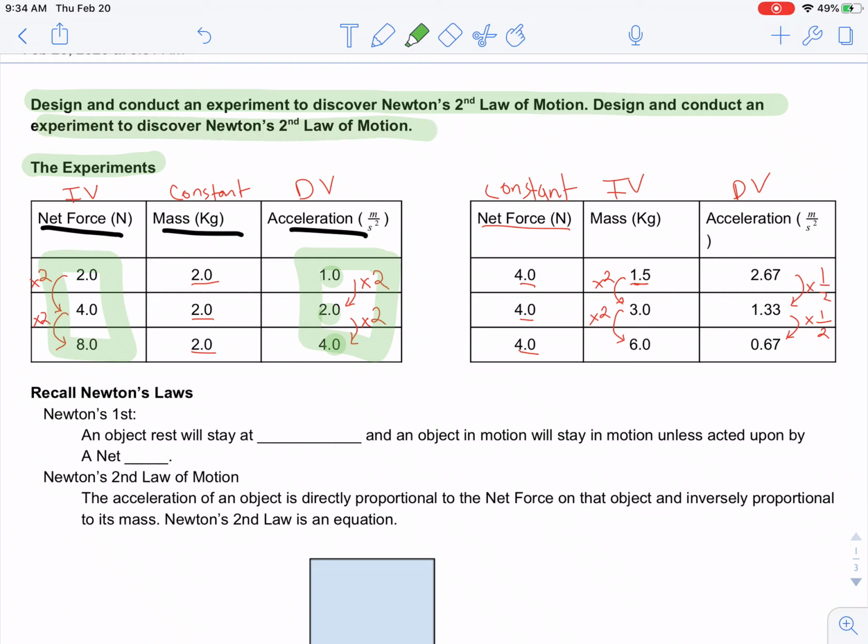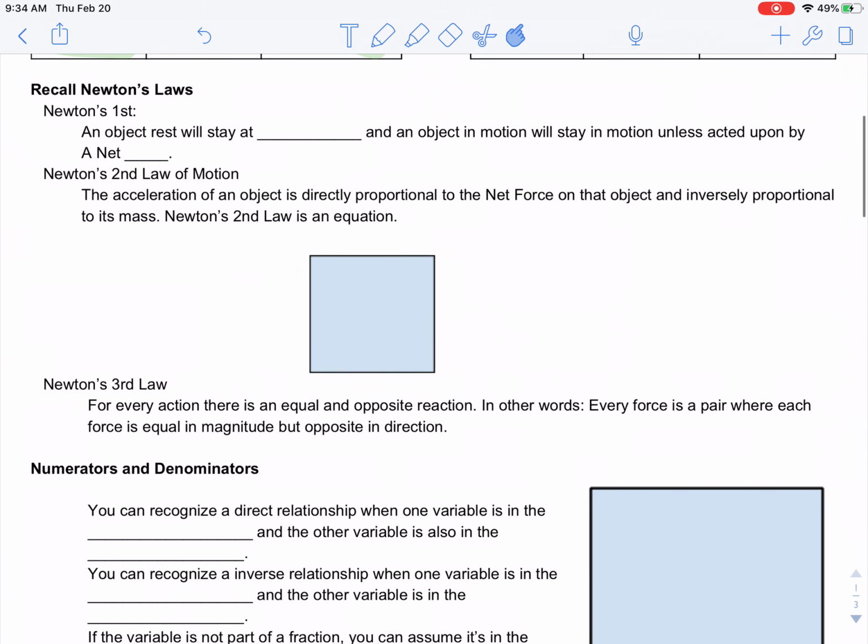Cool. That's what Sir Isaac Newton did, and he was able to write a law. That's his second law. So let's recall Newton's laws real quick. His first law: an object at rest will stay at rest, and an object in motion will stay in motion unless acted upon by a net force or a net external force. We'll review what net force means later, but just think, if you want to move an object, cause motion, or cause an acceleration, you have to use a force.